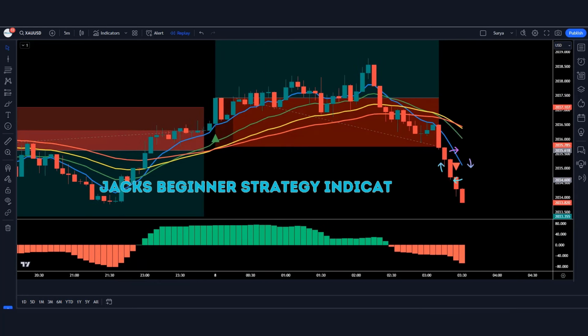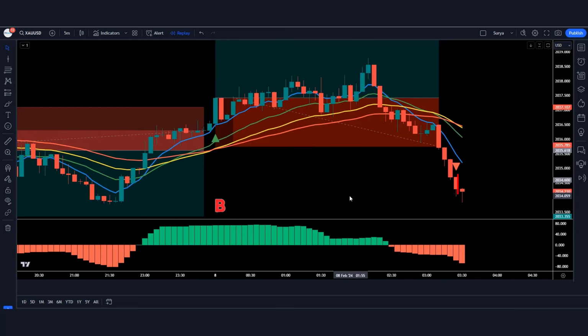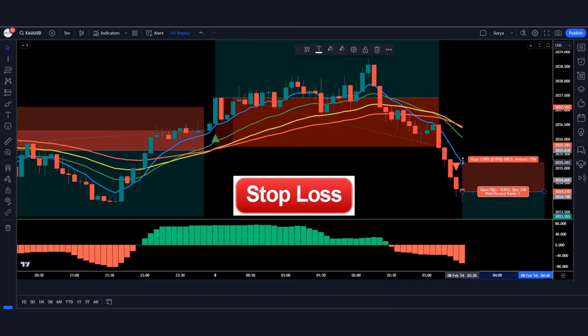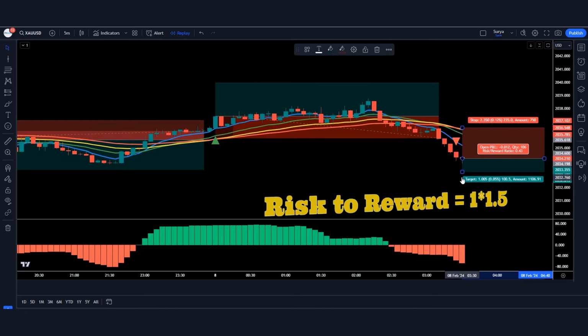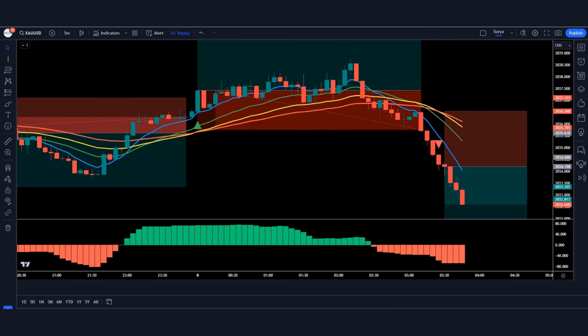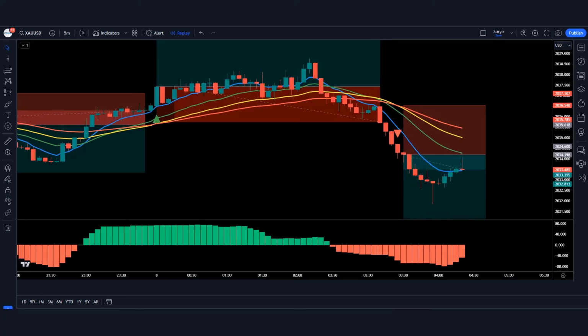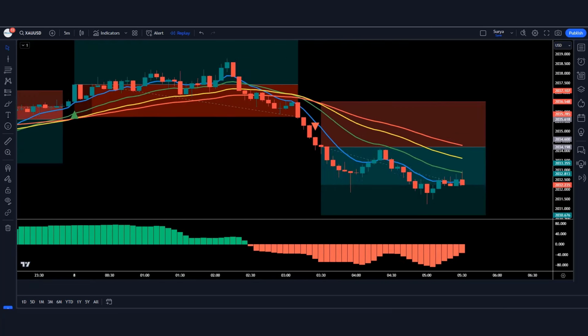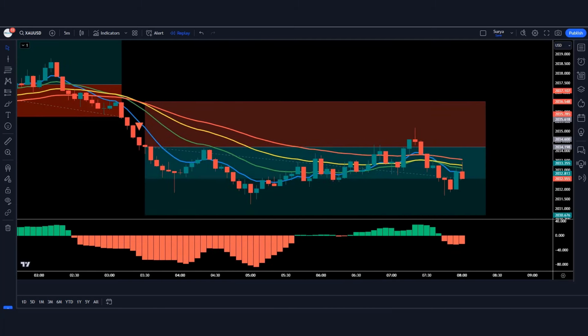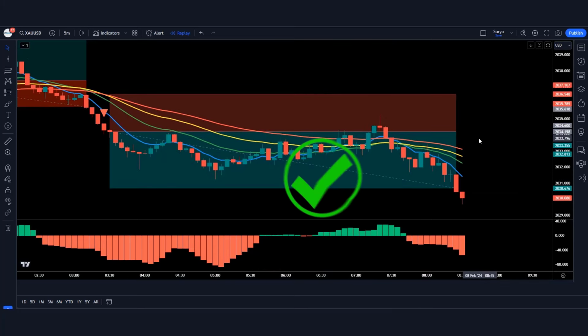Jack's beginner strategy indicator has given a sell signal. The market has formed a bearish candle. The RSI histogram indicator has created a red histogram. All these conditions are fulfilled. Therefore, we will take sell orders and keep the stop loss at the previous high of the market. The risk-reward ratio will be 1 to 1.5. Let's see what happens to our sell order. Our trade is running in profit. The market is completely on target.